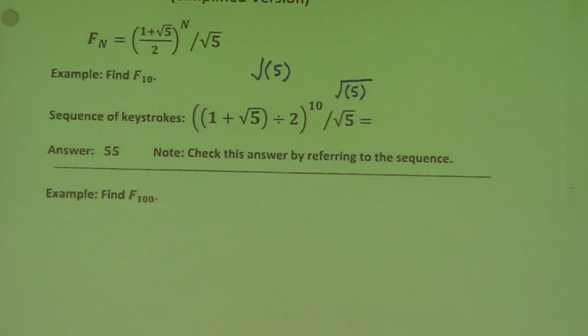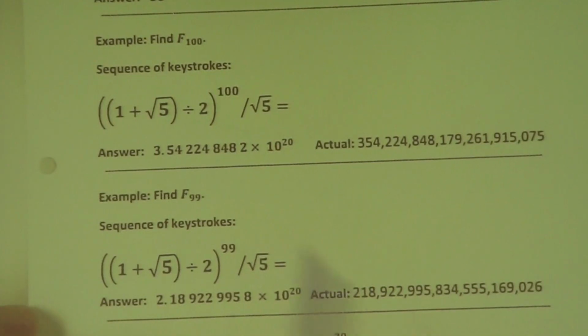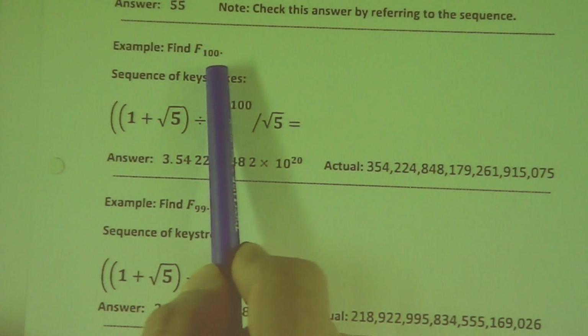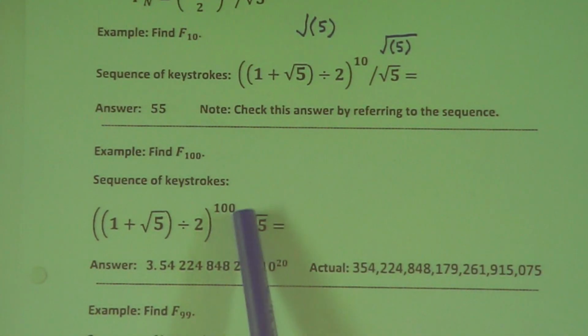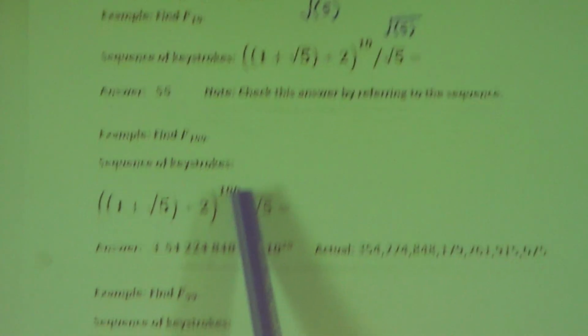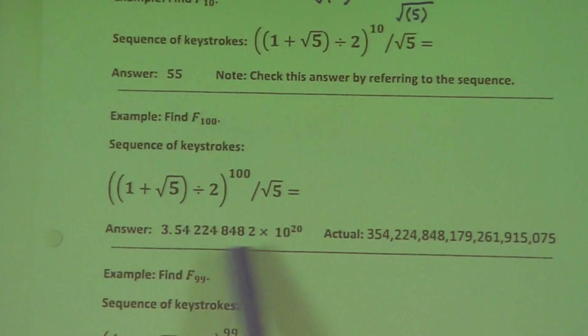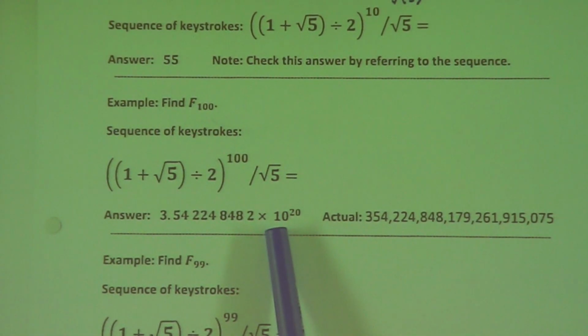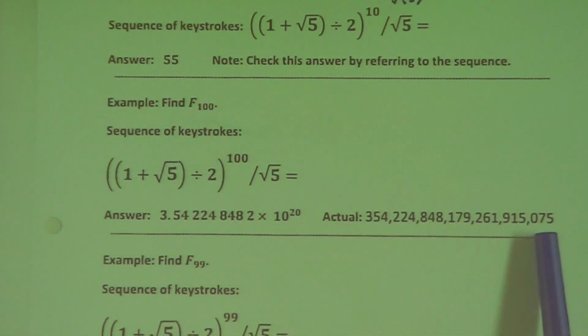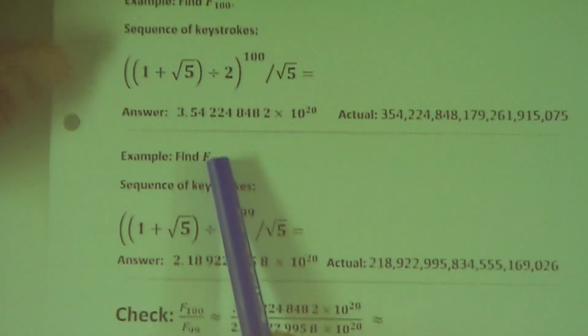So I have some more examples here. If you want the 100th Fibonacci number, it's the same sequence of keystrokes, but now where you have n, you'll put a 100. Your calculator is going to approximate and write it in what we call scientific notation. Here is the actual number. You don't have to know the exact number. So I have another example.